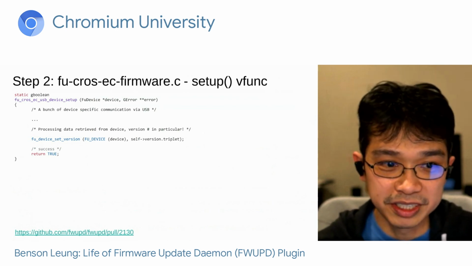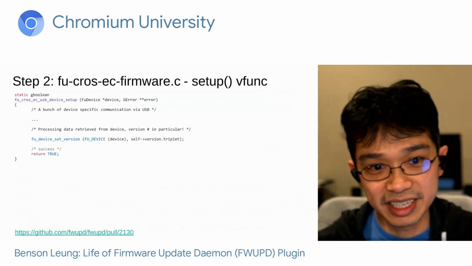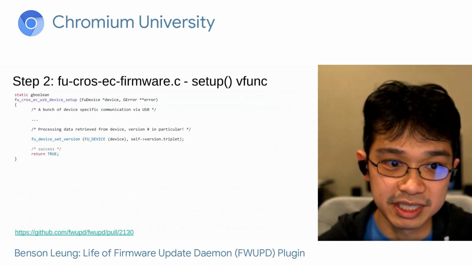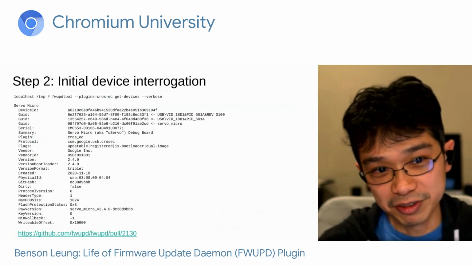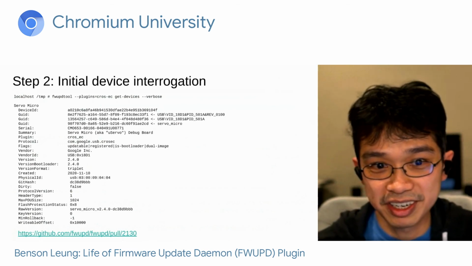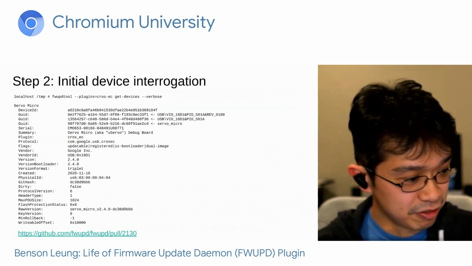So the most important is the version string, which we want to extract and set as metadata for our representation of the device. We actually collect a lot more vital information from the device other than the version string, as demonstrated here with the result of this phase of work.